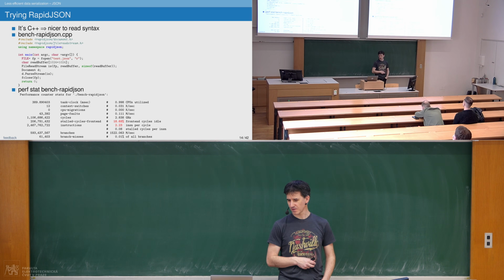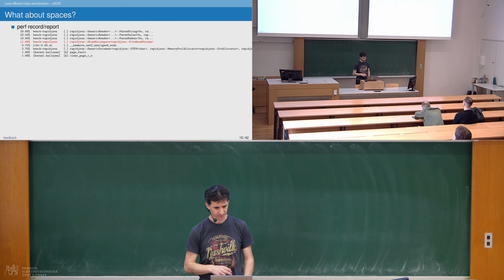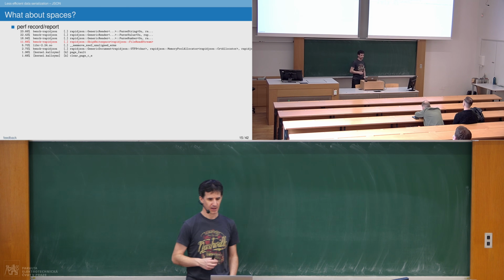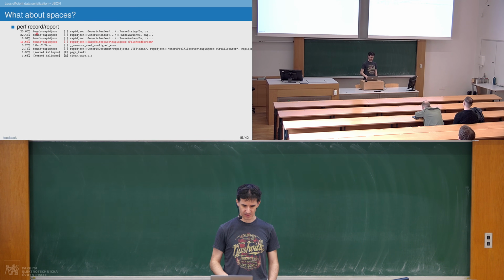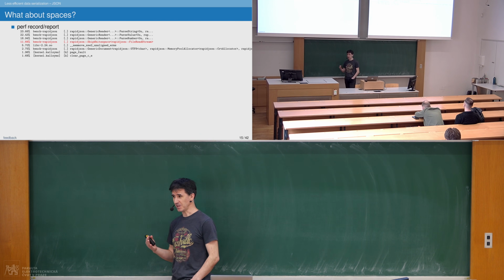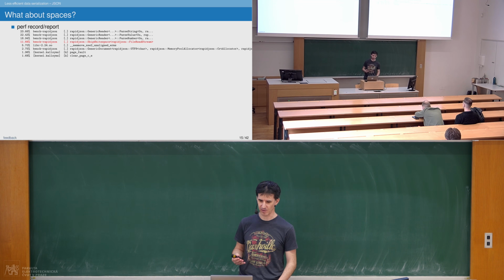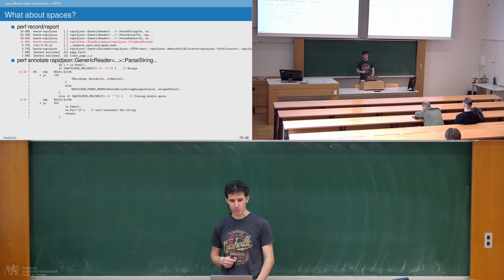So let's look at where the time is spent. You do perf record, perf report. You will find that 23% of time is spent in parse string, 22% in parse value, 18% in parse number, and almost 12% in skip white space. So it seems that even this super fast library spends about 10% of its time skipping white space, which sounds quite useless to me.